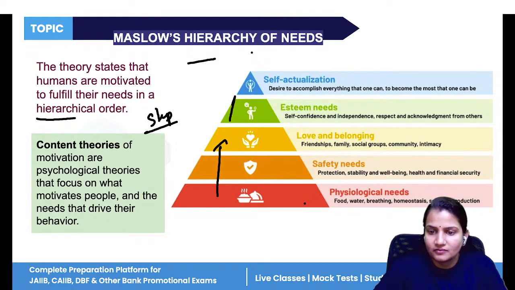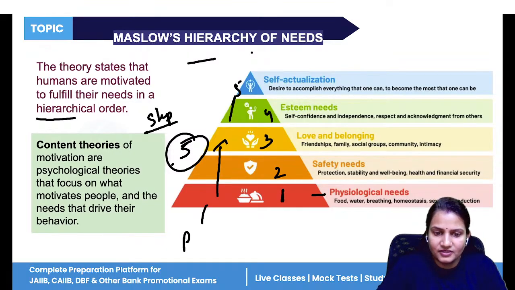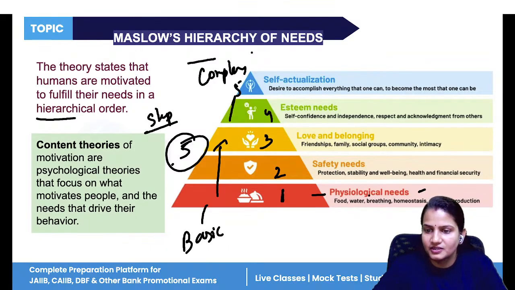Humans are motivated in 5 stages, starting from basic to complex. One is the basic level of need and the fifth is the complex level of need. So first, you will fulfill your physiological needs: food, water, shelter. This is the basic level of need of any person.